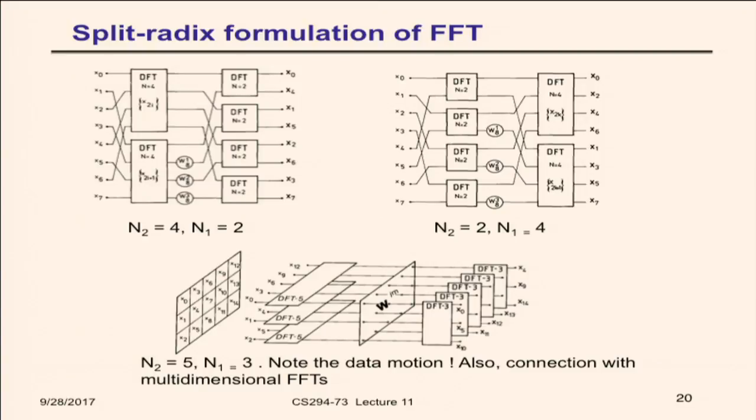Now, there's one more thing here. What would happen if I pulled out that W in the middle, if I just didn't do anything? Well, what I would have is not a one-dimensional FFT, but I'd actually have the 2D FFT for an array of 5 by 3.